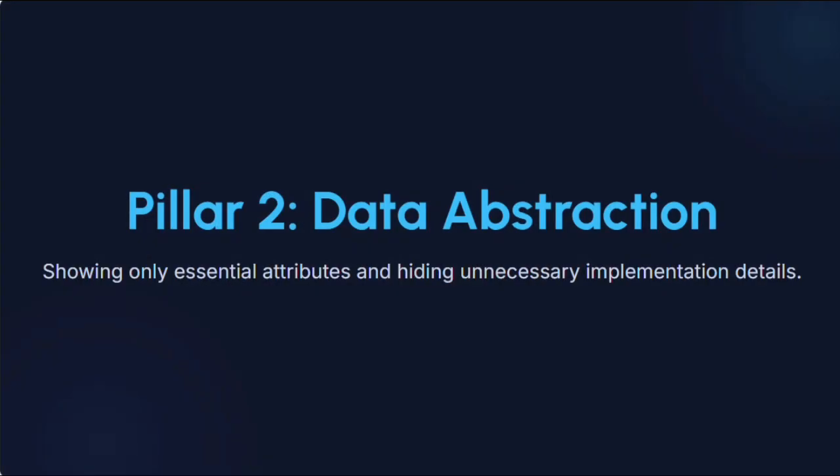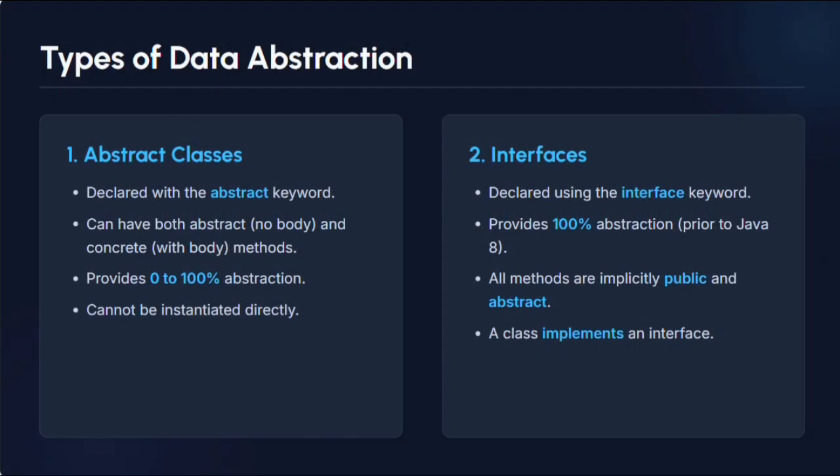Next, there comes pillar number two, data abstraction. It is showing only essential attributes and hiding unnecessary implementation details. Let's start. Types of data abstraction. There are two types: abstract classes and interfaces.